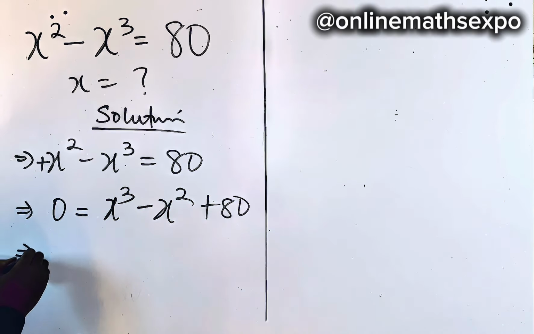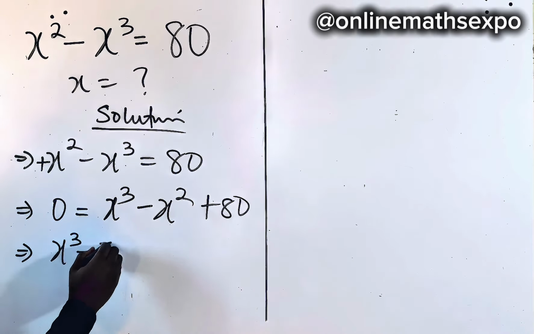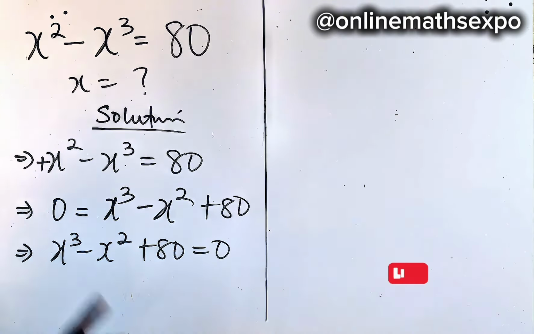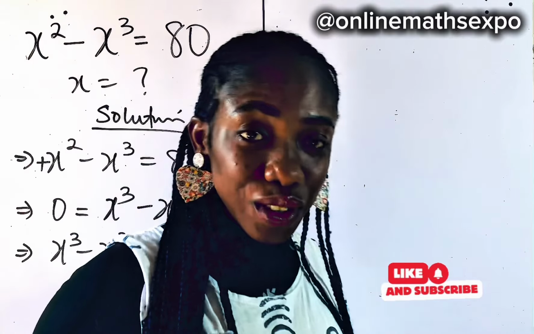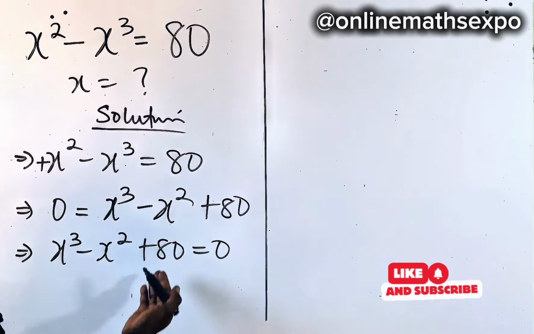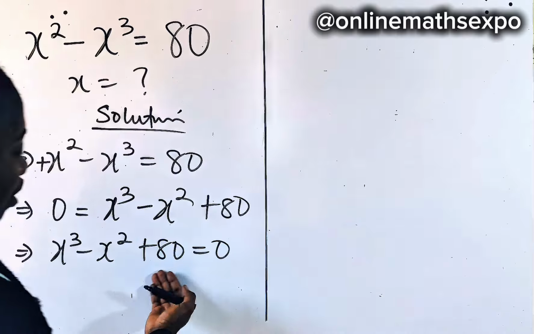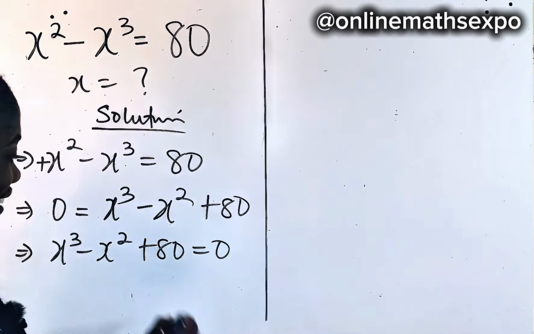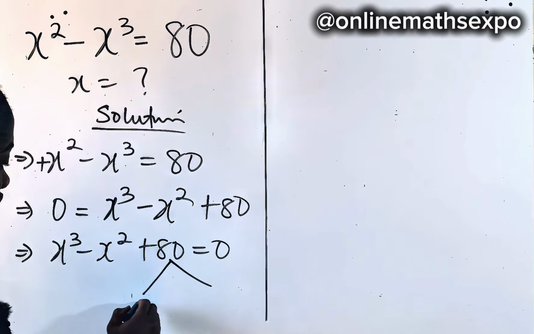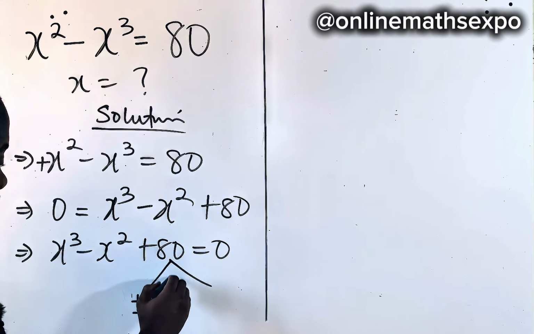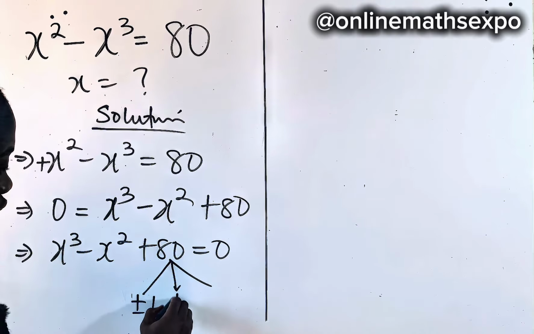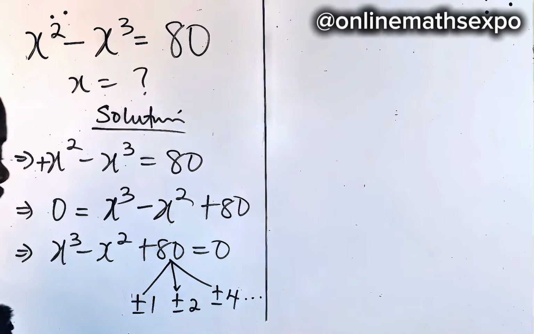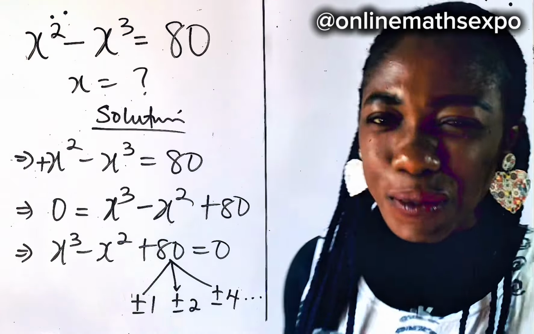So let's rearrange. We have x cubed minus x squared plus 80 is equal to 0. Now, at this point, you're going to use the factor method. We are going to get the factors of 80 that we can substitute here to make this equal to 0. So let's take the factors of 80 as plus or minus 1, both positive and negative, plus or minus 2, plus or minus 4, and so on. Now let's check for when x is 1.